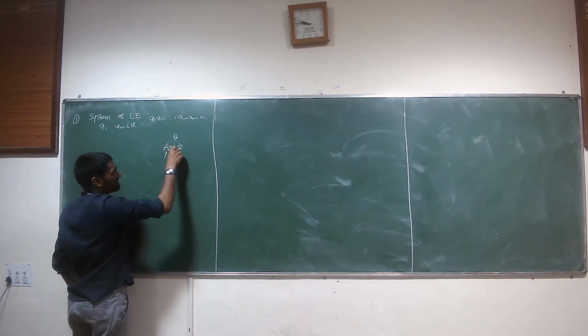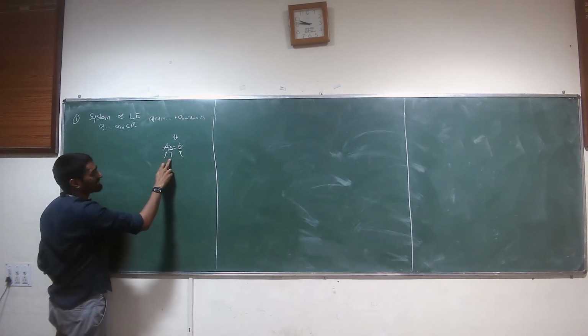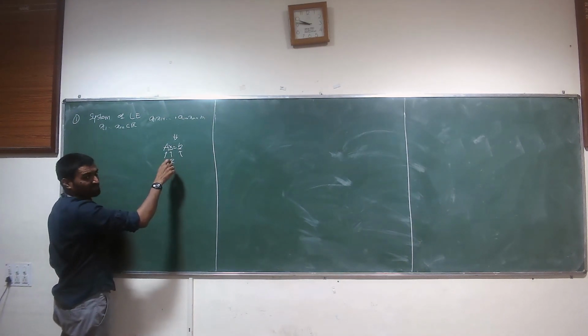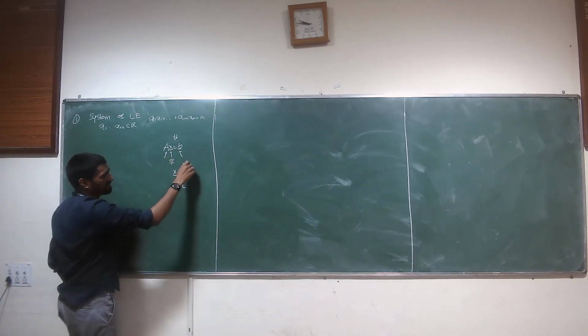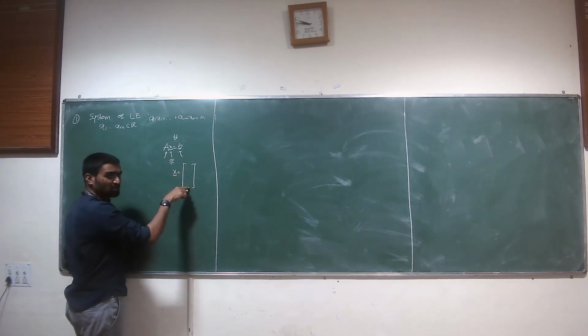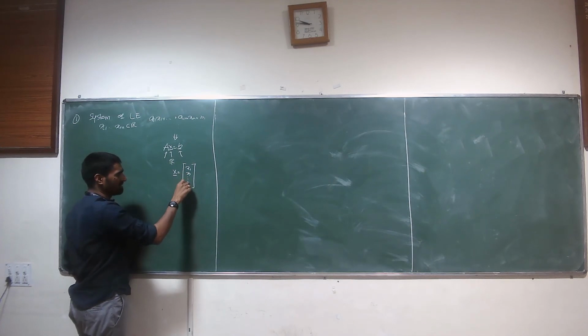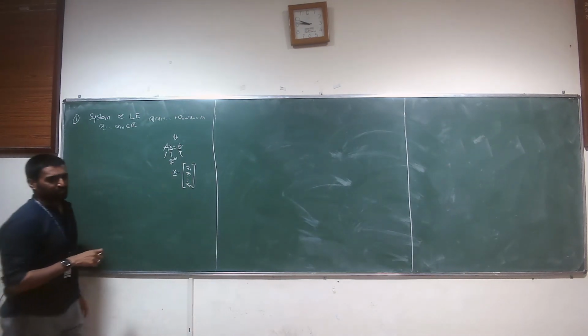And what are the sizes of these? What is the size of x? Is it n cross 1? What is x? What are the elements of x? So these are your unknowns, right? This is from Rm.